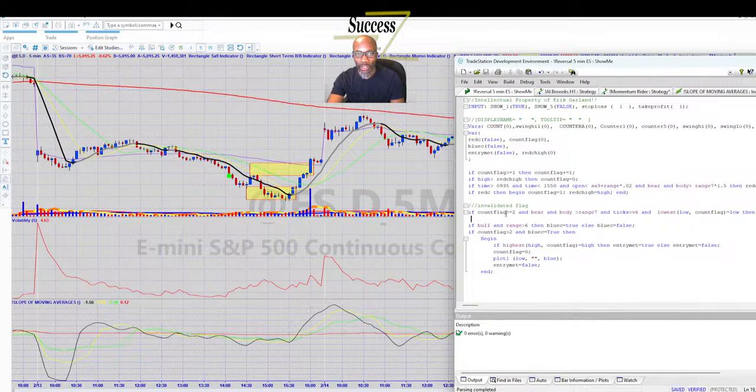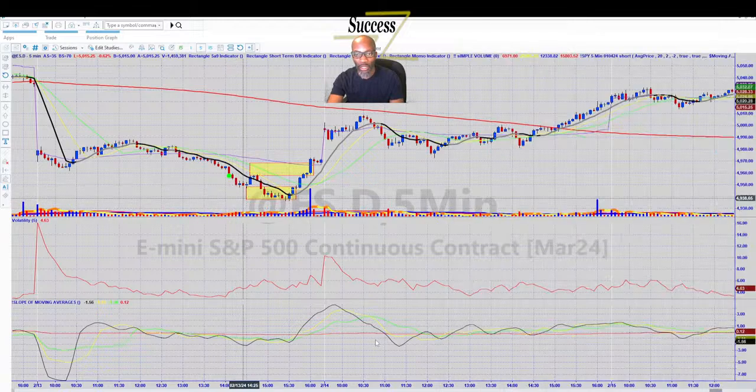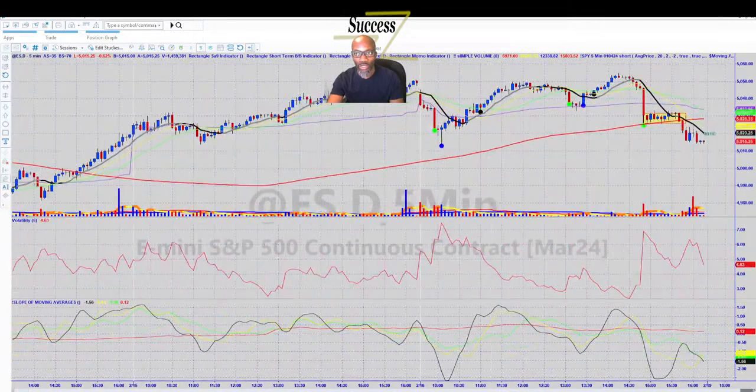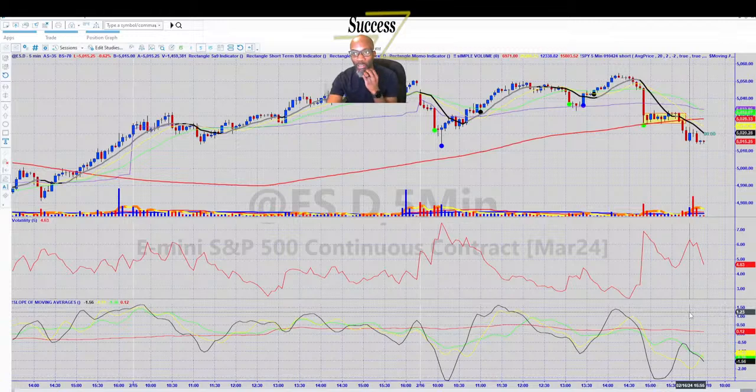Count flag is greater than or equal to 2, and it's a bear, and the range is greater than 7, and the ticks is, yeah, that's why it happened, because we started looking for the flag after here, and this one happened to drop below, and it has a long range, and it has a higher volume, and that's okay. Again, we coded out for other issues, and we got rid of that one, so that's okay.